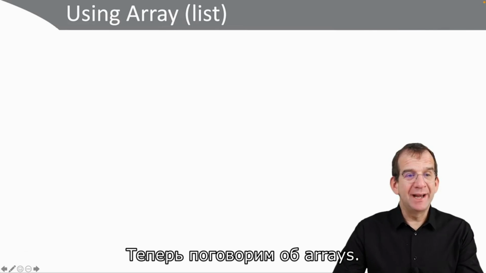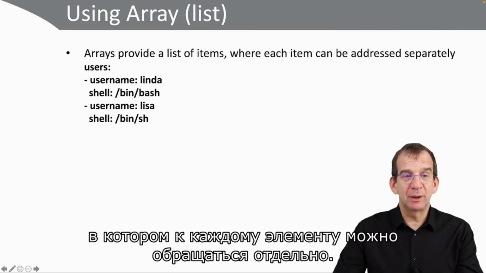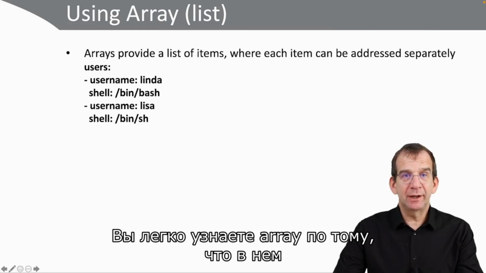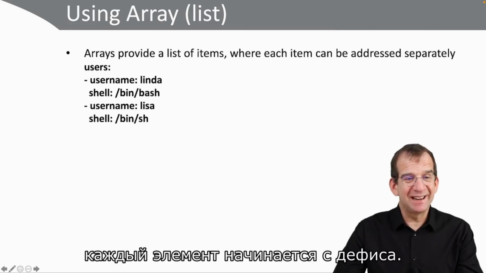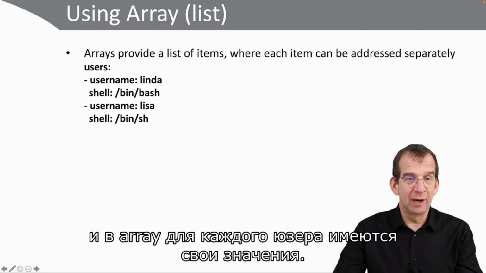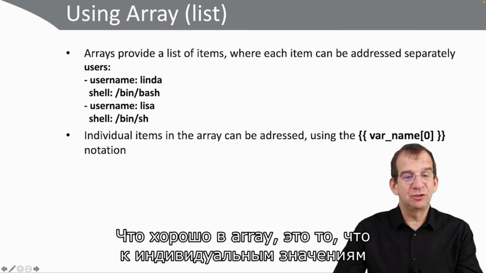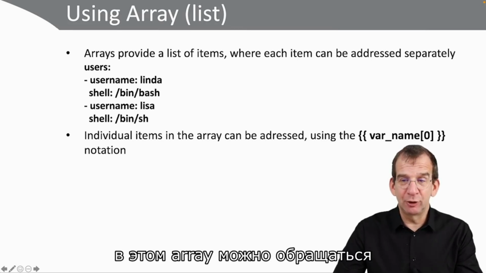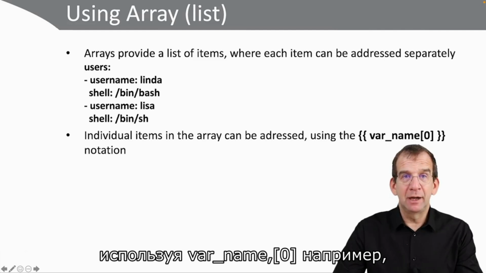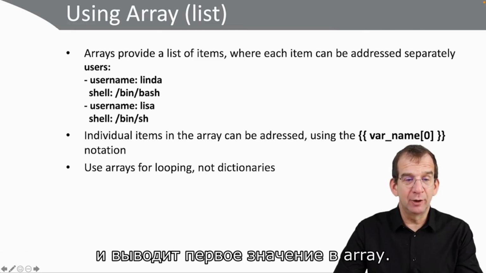Now let's talk about arrays. An array provides a list of items where each item can be addressed separately. You can easily recognize the array because in an array every item starts with a hyphen. So we have username Linda, username Lisa, and the array has different properties for these users. The nice thing about an array is that individual items in the array can be addressed by using varname square bracket 0, for instance, where 0 is the array offset and prints the first value in the array.